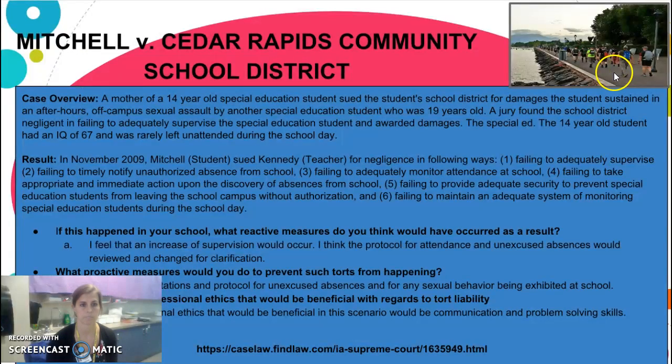The next case is Mitchell versus Cedar Rapids Community School District. This case involved a 14-year-old special ed student who ended up having sexual assault cases with a 19-year-old who was also in special ed. It was after school hours and not on school premises, but the result was that the school was negligent because these kids left during the school day.